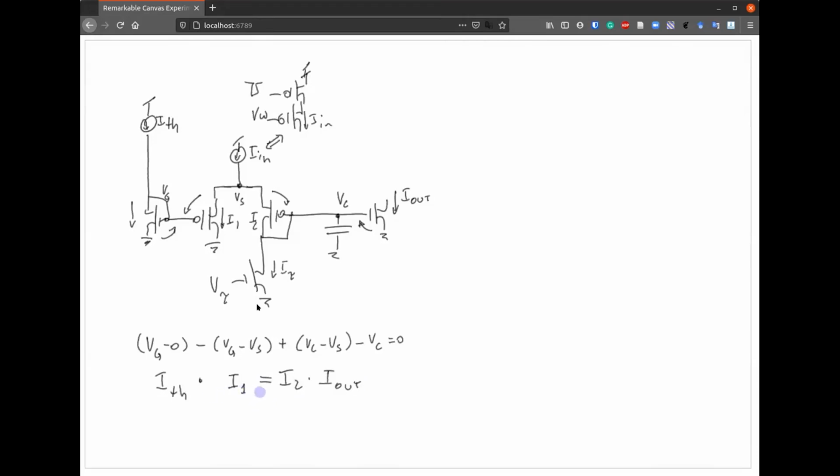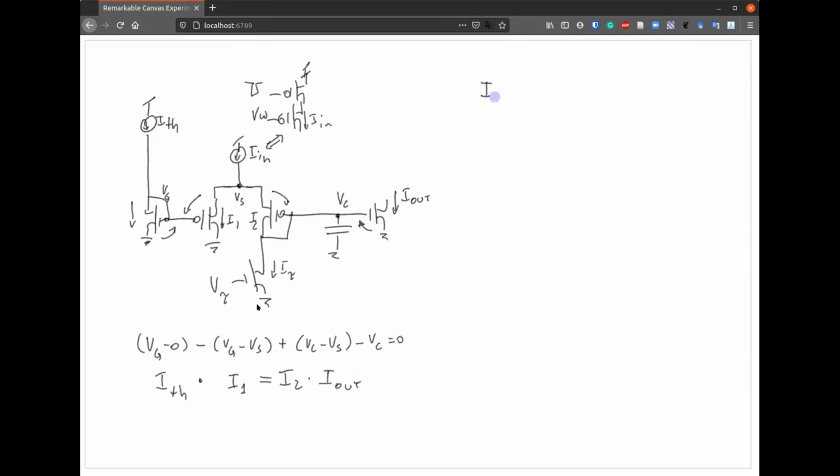What we are trying to figure out is I out as a function of the input. In this case, the input doesn't appear because we only have I1 and I2. But if we write down all the equations, we can write that as well. So I'll write the equations here.